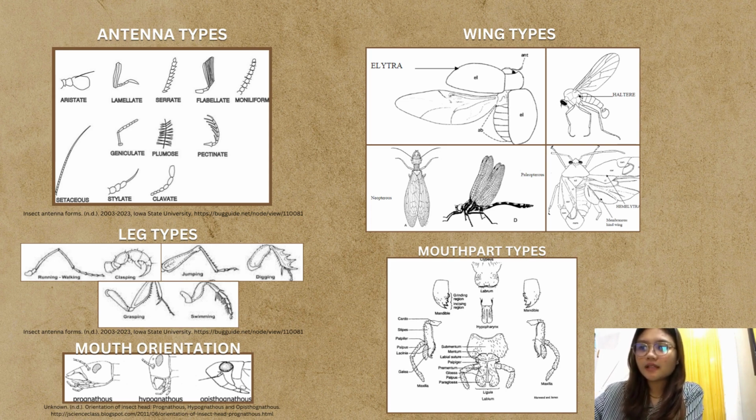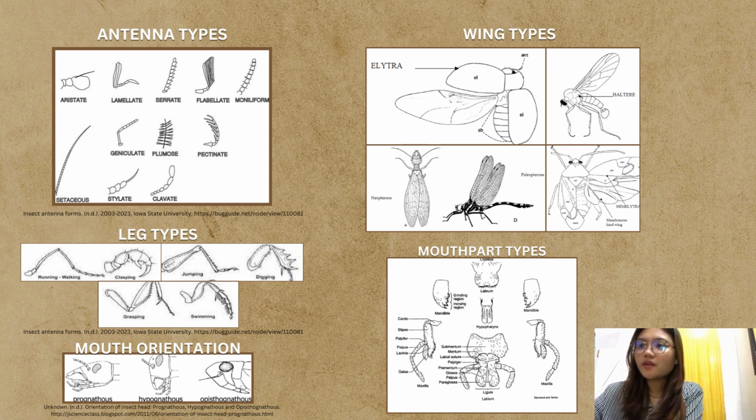Halteres are an extreme modification among the order of Diptera, in which the hindwings are reduced to mere knobs used for balance and direction during flight. Elytra are the hardened, heavily sclerotized forewings of beetles and are modified to protect the hindwings when at rest.